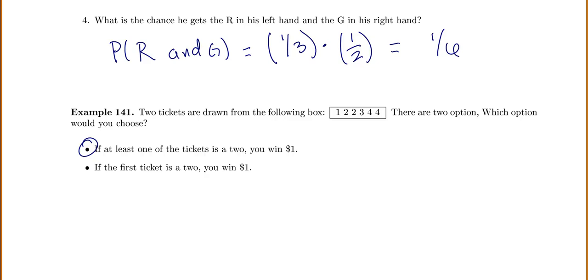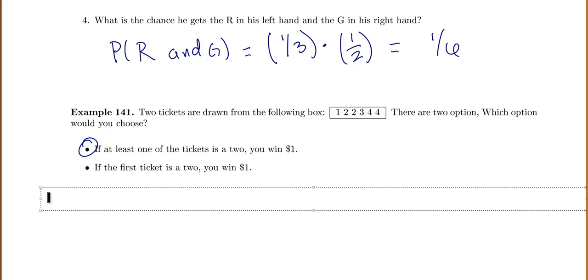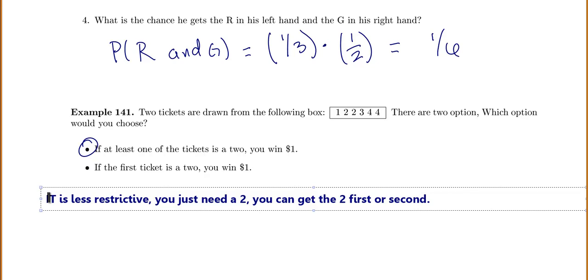The first one. The reason why is that it is less restrictive. You just need a 2. You can get the 2 first or second. Either way, you still win the $1. So the first option would be better.